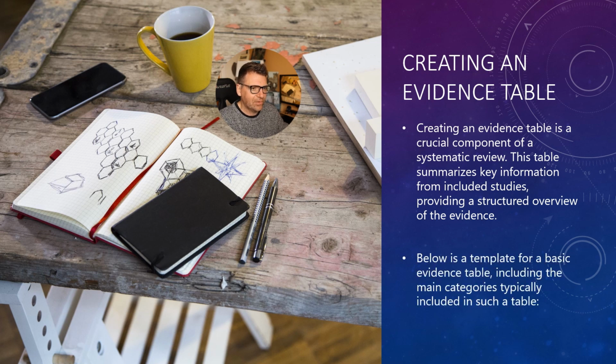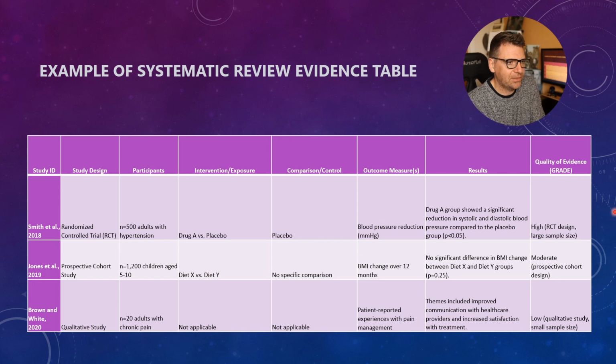And I'm going to give you a very clear example here. So look, this is an example. We just have some studies here, and then in the next column you have the study design. So qualitative, randomized control trial, participants 500, 1200 adults. It gives, like, children aged 5 to 10, adults with hypertension, adults with chronic pain. So a little bit of detail there. The intervention and exposure, so drugs versus placebo, diet X versus diet Y.